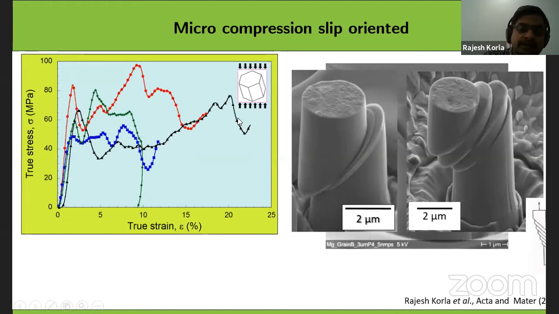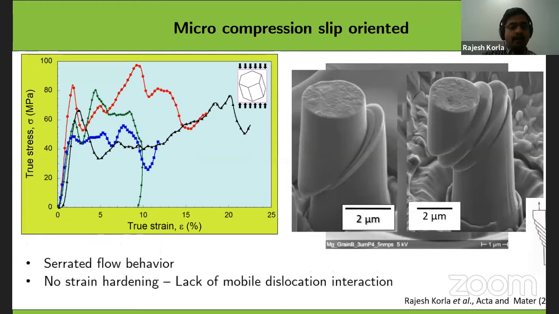Strain hardening is almost absent. That means there is no interaction of the dislocations happening. Slips are going in the planar mode. So when a dislocation is active on a particular slip line, it goes to the other surface. It is not interacting between the slip lines, dislocations. When there is no interaction, you're not seeing much strain hardening. Serrated flow, you're seeing no strain hardening, lack of mobile dislocation interactions.